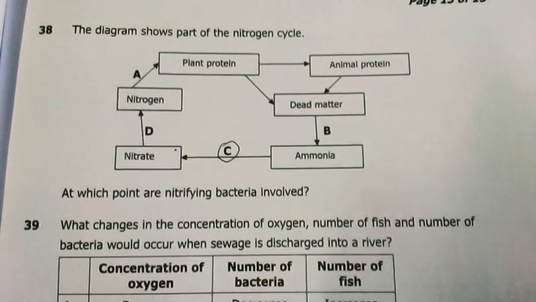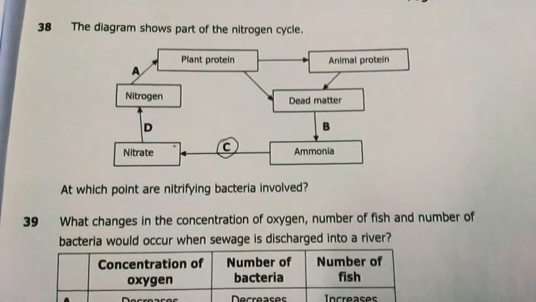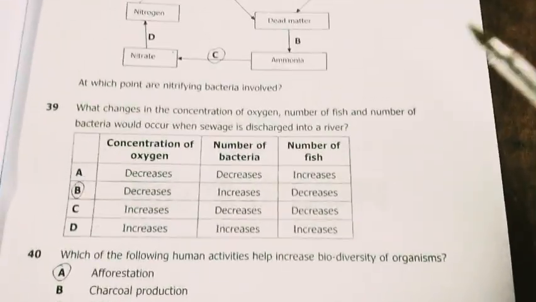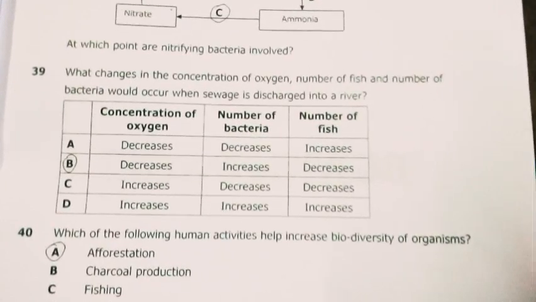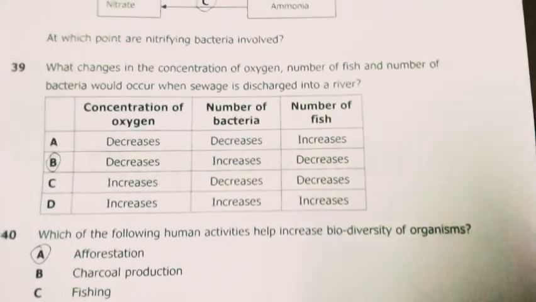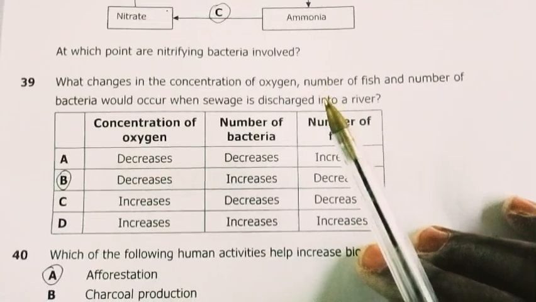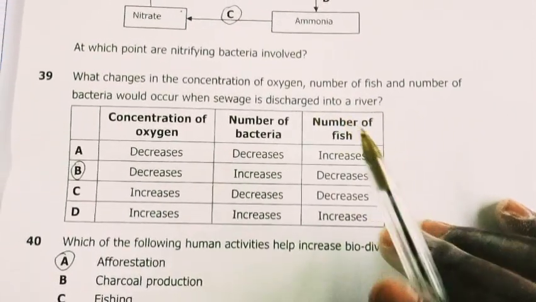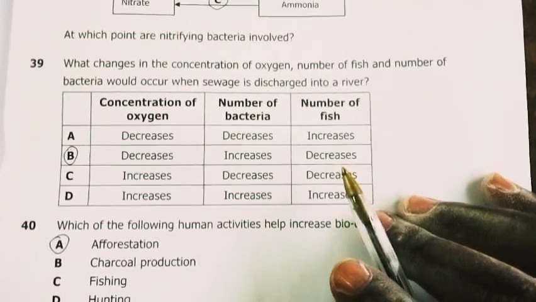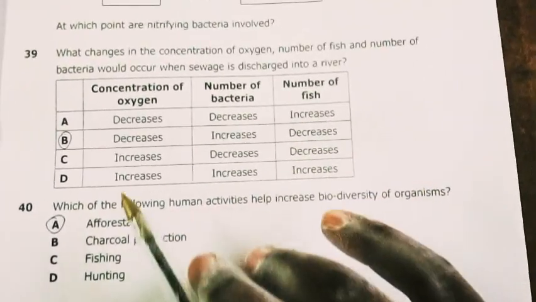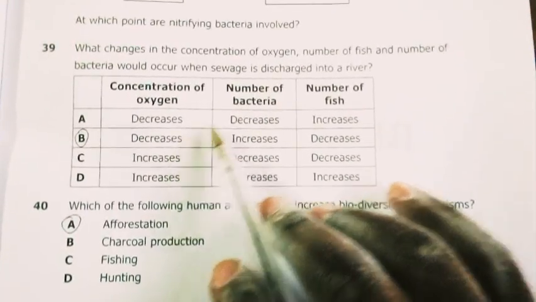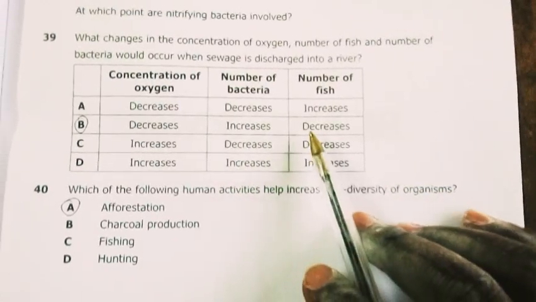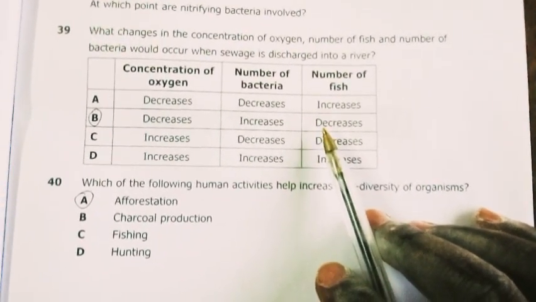This is coming from cycles of nutrients in the environment, like the water cycle, nitrogen cycle, carbon cycle, under ecology. 39. What changes in the concentration of oxygen, number of fish, and number of bacteria would occur when sewage is discharged into a river? Concentration of oxygen would reduce because the number of bacteria would increase. These guys respire. And the number of fish would decrease because of deprivation of oxygen. So our answer is B.